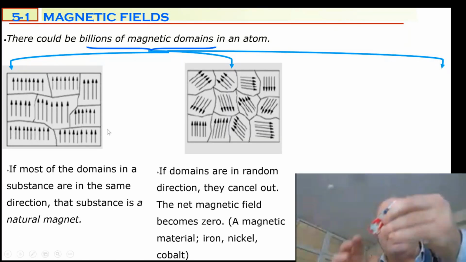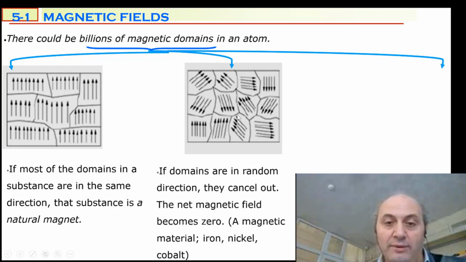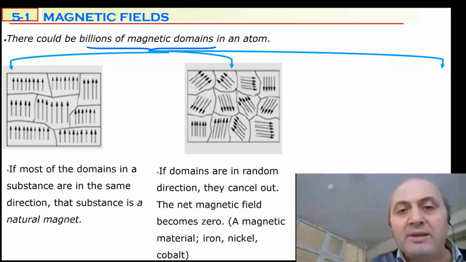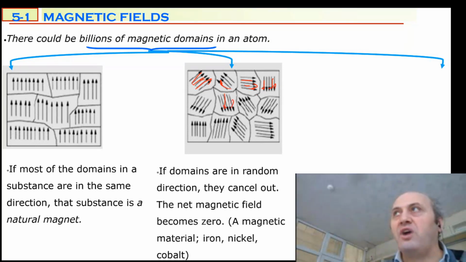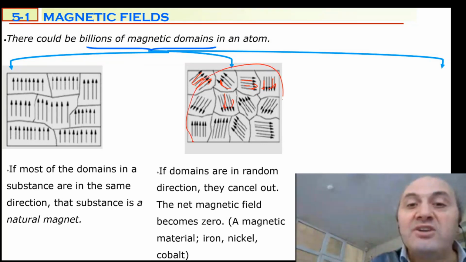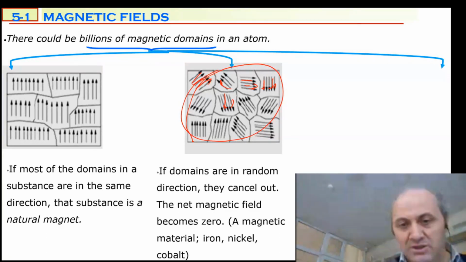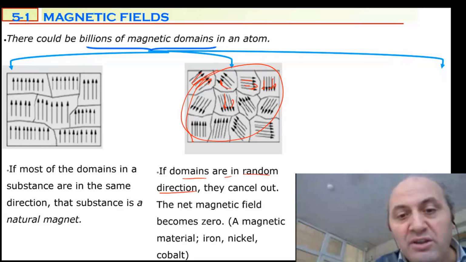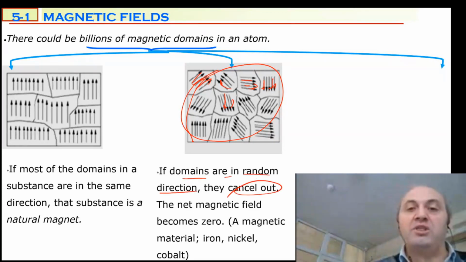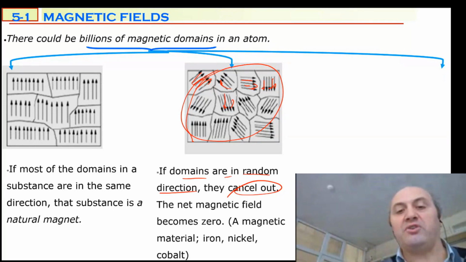The second one is this one. As you see, domains are in random directions like this. The domains of one group are in this direction, another group in another direction. So the domains are in random directions. If domains are in random directions, as a result, these domains cancel each other out. That's why there will be no magnetic field. The magnetic fields of the domains cancel each other, and that's why the net magnetic field becomes zero.